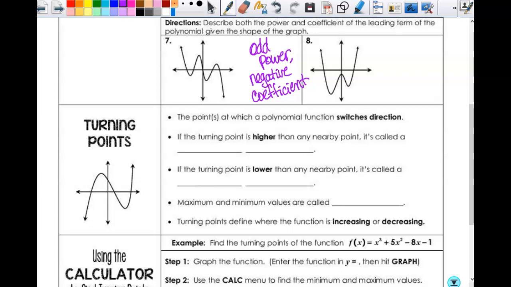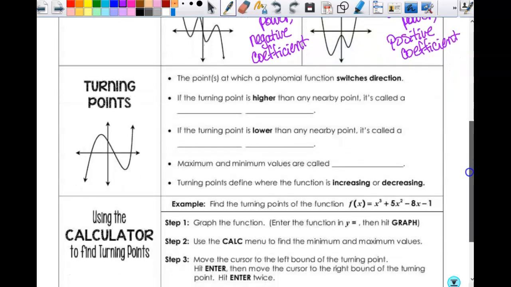Okay, so is this an even or odd? Even. So it has an even power, and the coefficient is what? Positive. Okay, good. Any questions on that part? We good? All right, so let's talk about our turning points.